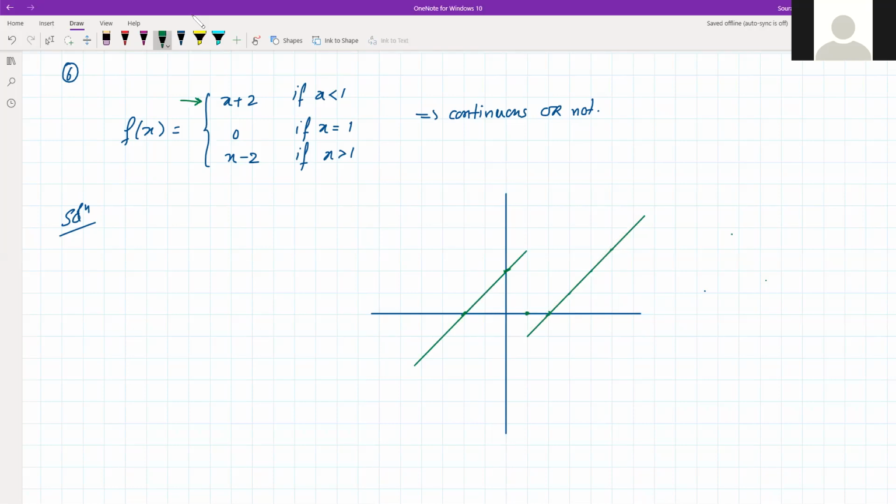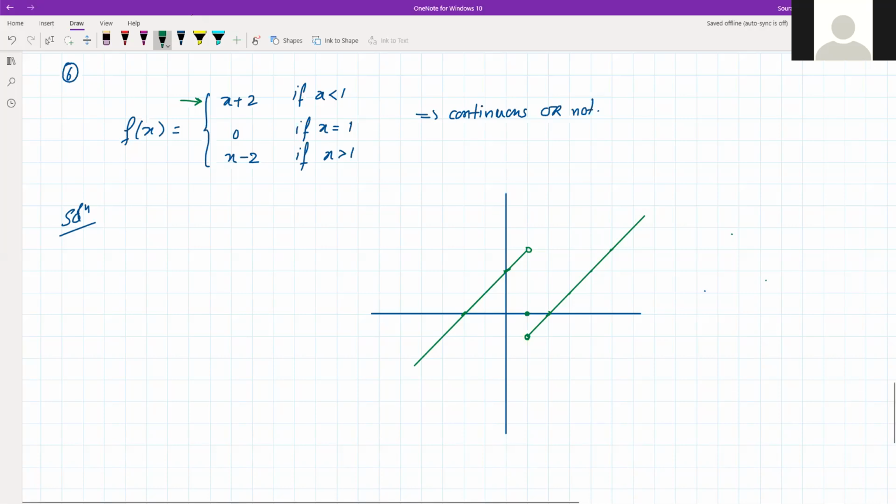I hope all of you understood this, that at x equals 1, the left segment stops and the right segment starts. But at x equals 1, the value is actually 0. So the graph looks like this. And from this graph, what we can conclude is that the function is discontinuous at x equals 1. And even its left hand limit and right hand limit are not the same.